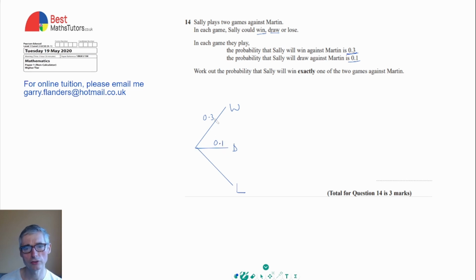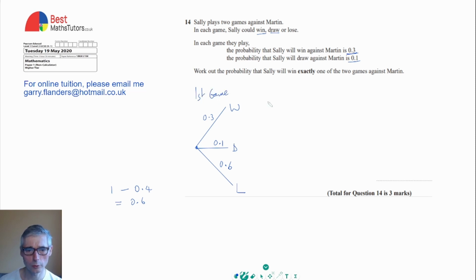And because all these lines coming from a point have to add up to 1 when we take the probabilities, we can add the 0.3 and the 0.1 together. We'll get 0.4 for that, the 0.3 plus the 0.1. And if we take that away from 1, so if we do 1 minus 0.4, we'll actually get 0.6. And that is the probability for the missing one there, which is the probability of losing. So this is the first game at the moment.